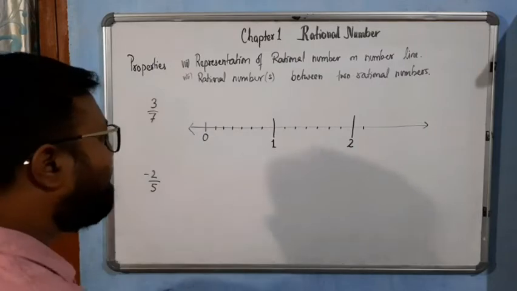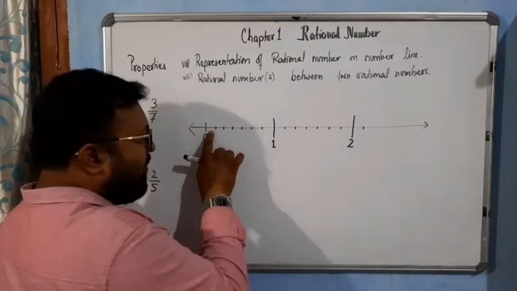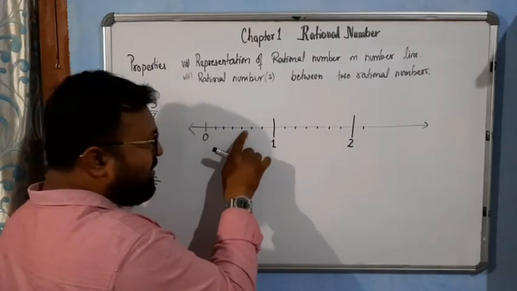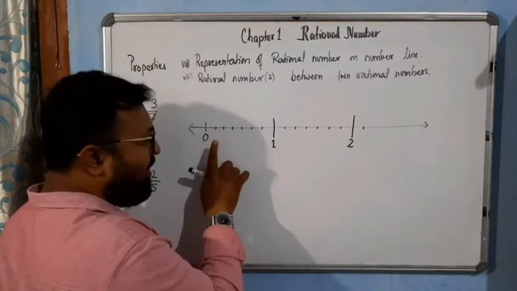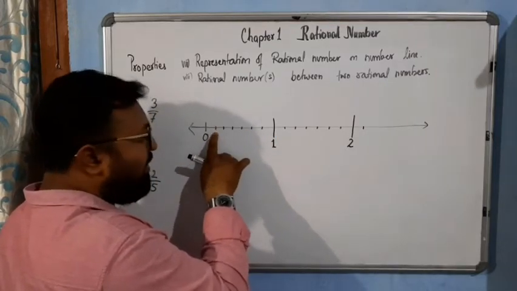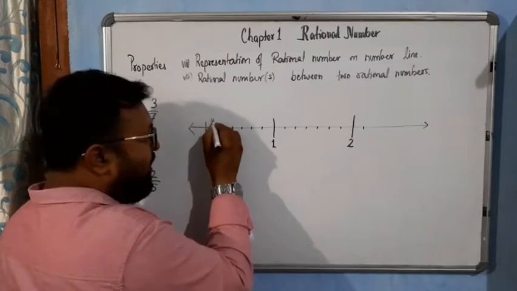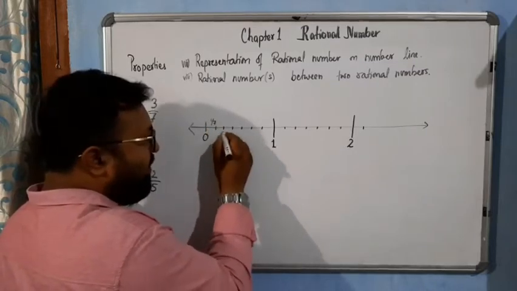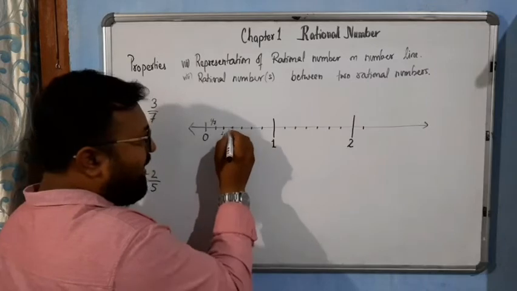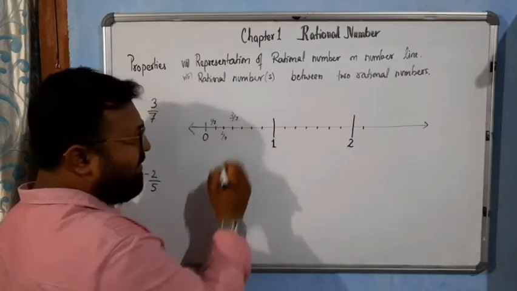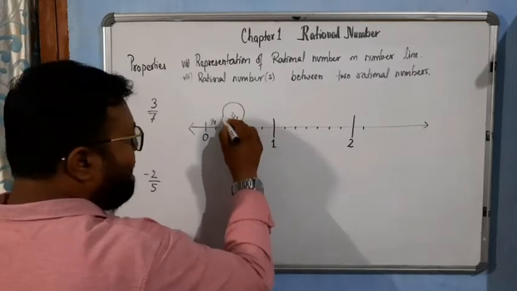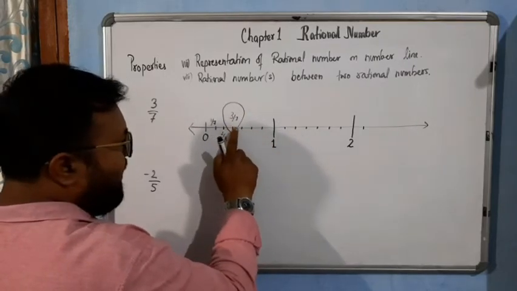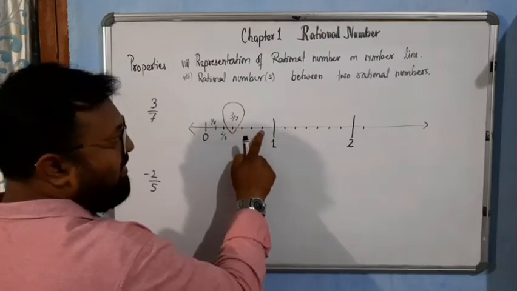Now there are small divisions here, and how many divisions do we have? 7 divisions. So one division will be 1 out of 7, so we can write this as 1 by 7. This will be our 2 by 7, and this will be our 3 by 7. In this way we can show on a number line 3 by 7, then 4 by 7, 5 by 7, 6 by 7.